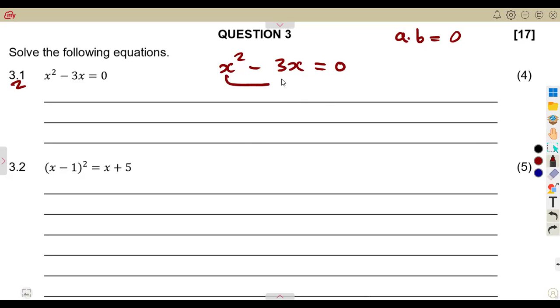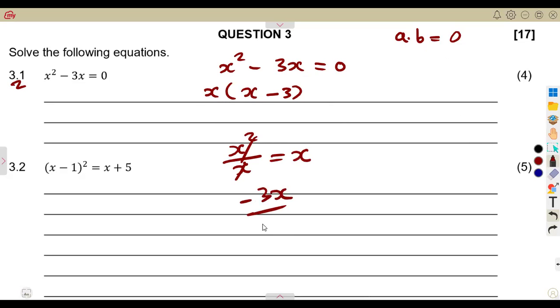So by factorization, you can factor out x, which is common. That will be x squared and x, that's x. Minus 3x divided by x, that will be minus 3. Remember your factorization, guys, you divide x squared by x, that is going to be x. Minus 3x divided by x. So this will give you a minus 3. So it will be x minus 3. So this whole part is equal to a 0.